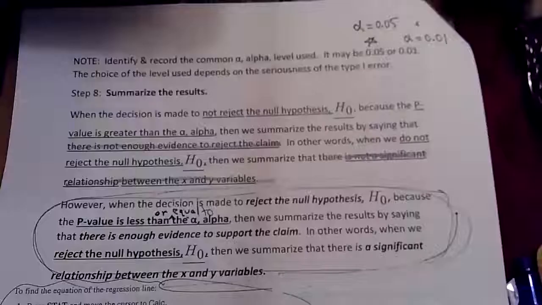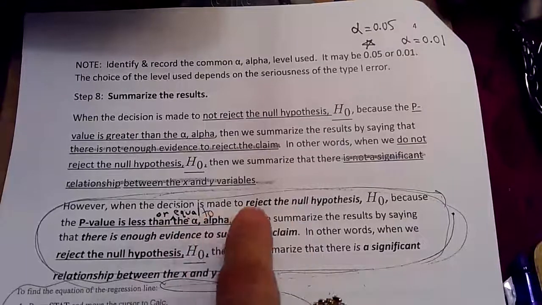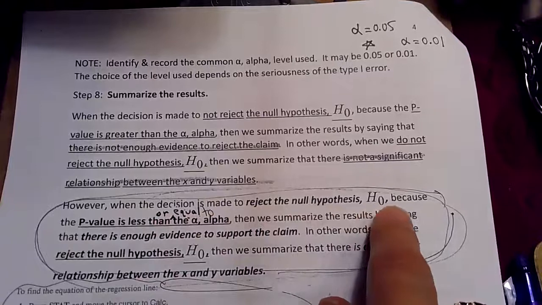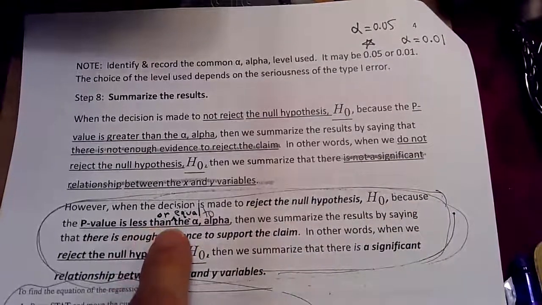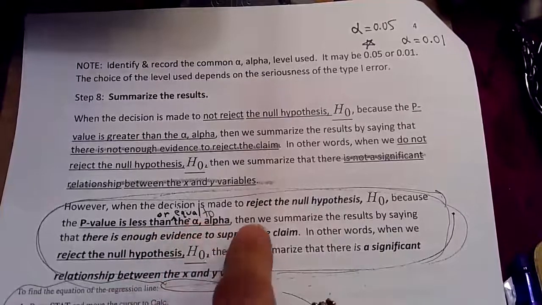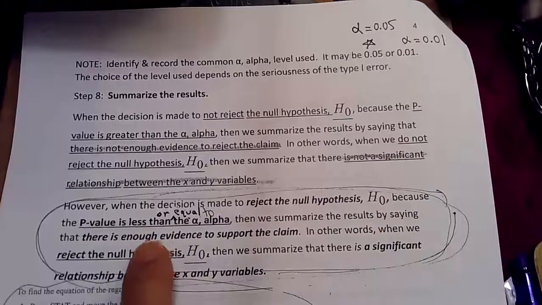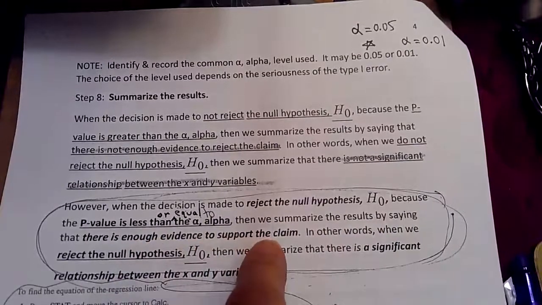So you want to go with this paragraph then. When the decision is made to reject the null hypothesis, which they call H sub 0, because your probability value is less than or equal to the alpha, then we summarize the results by saying that there is enough evidence to support the claim. So what does that mean?